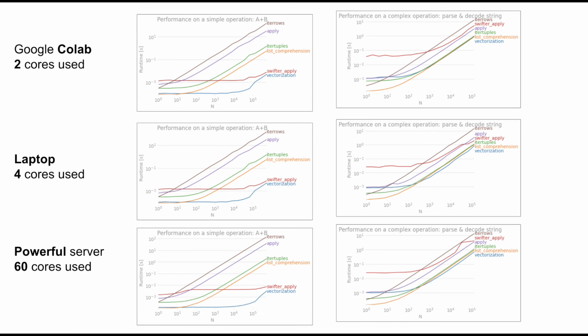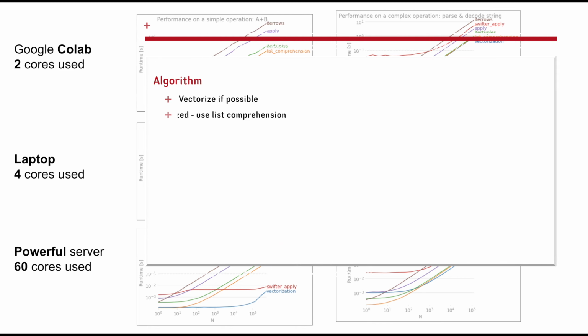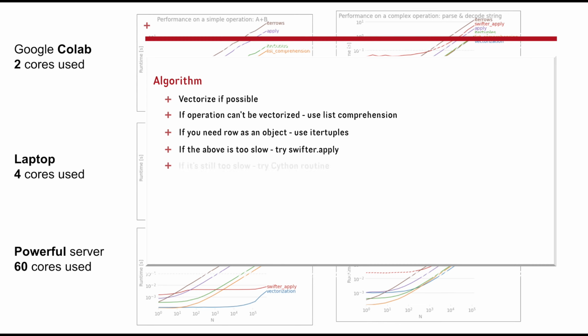You see it here. So guys, the algorithm you can use for choosing the proper way to iterate is the following. If the operation you want to do can be vectorized, use vectorization. If the operation cannot be vectorized, try to use list comprehensions. If list comprehensions don't work for you, for example, if you want to have a single object representing the entire row, use itertuples. If list comprehensions or itertuples are too slow, try Swifter apply. And if it's still too slow, try a Cython routine.